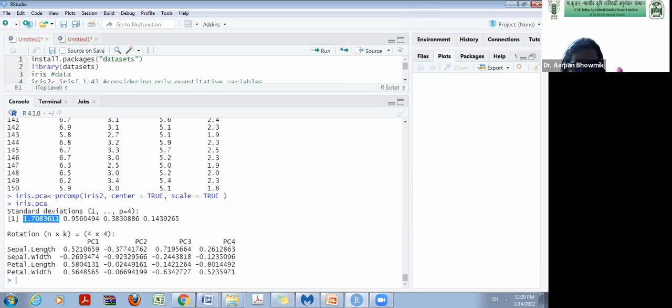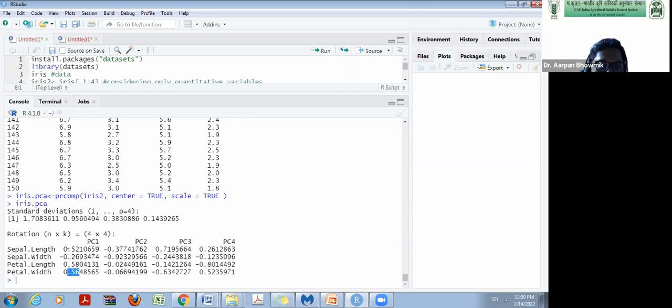Okay, but these are the eigenvectors, and PC1 is written wherever it is written. These four coefficients are the eigenvectors corresponding to the highest eigenvalue, which we will obtain if we square it. This PC1 is the first principal component, PC2 is the second principal component, like that. So how to obtain the first principal component? The expression for the first principal component will be 0.52 into sepal length, minus 0.26 into sepal width, plus 0.58 into petal length, and plus 0.56 into petal width. Okay, so this is the expression. Again, I will tell: 0.52 into sepal length, 0.26 into sepal width, 0.58 into petal length, and 0.56 into petal width.